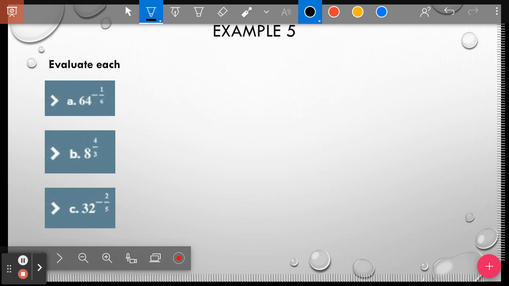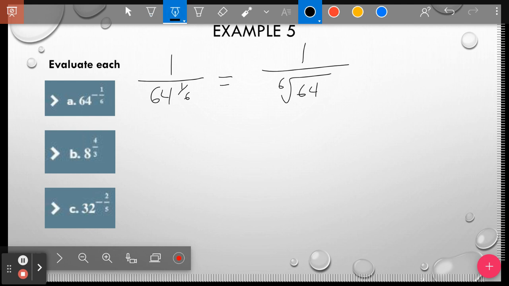Evaluate each. First, negative exponents want to flip and become positive. And so this becomes 1 over 64 to the 1/6, which becomes 1 over the 6th root of 64. I want to grab my calculator. I hit 6, then math, and go to the 5th one down, and type in 64. Hit enter, and it tells me 2. And so this equals 1 over 2.